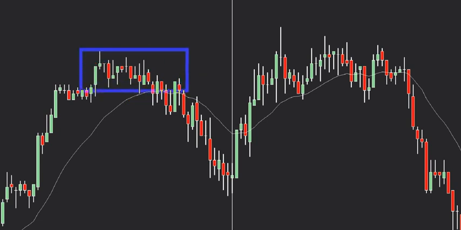We should see price fall off from that location. So yes, even though this whole area was an area of consolidation, we could see that ahead of time, we would expect prices to fall more so than rise.